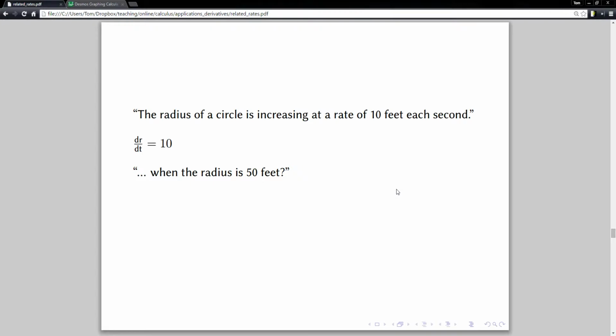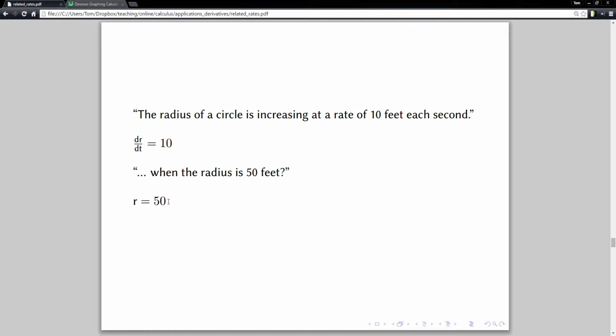Then they say when the radius is 50 feet. So they are giving us a value for the radius. They don't say rate of change or anything like that. They say when the radius is 50 feet, so that's just the value of r. This is what I was saying before. One of the common mistakes that people make when they're first doing related rate problems is that they plug in the 50 before they take the derivative. You do not want to do that.